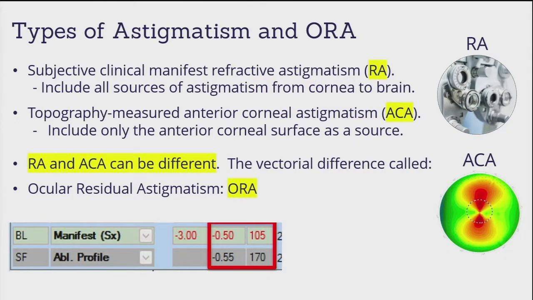Subjective clinical manifest refractive astigmatism, RA, is what we measure with a diopter exam, and it includes all sources of astigmatism from cornea to brain. The topography-measured anterior corneal astigmatism, ACA, is what the Contura topographer tells us. It includes only the anterior corneal surface. These two can be different, as shown here, and this difference vectorially is called ocular residual astigmatism, or ORA.